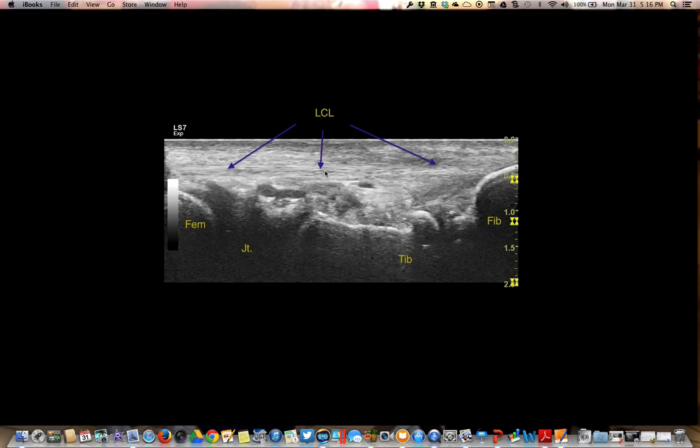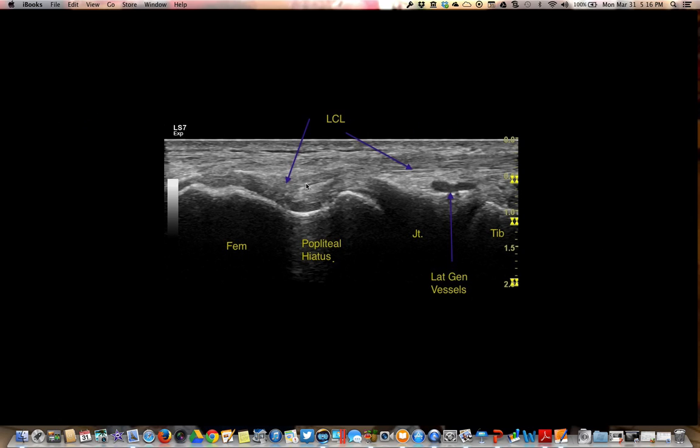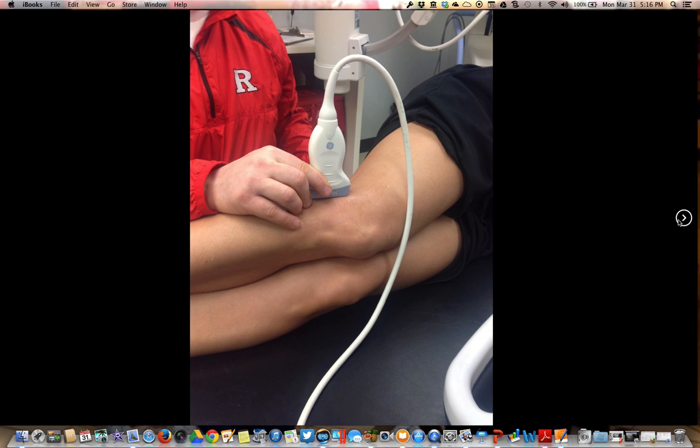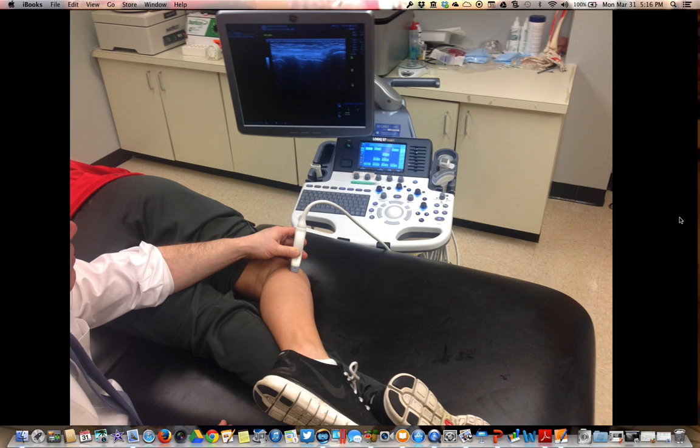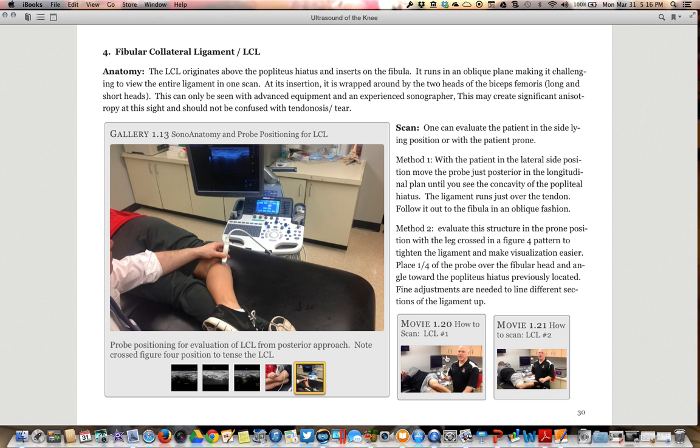The LCL here, focusing on its mid-substance, with the femur here, fibula here, seeing the compact fibers overlying the joint. And this is its attachment part coming across further into the fibula area, and looking again at its origin off the femur. Here's a probe position we like to use, and when looked at posteriorly, this probe position. Let's review how to scan this area.